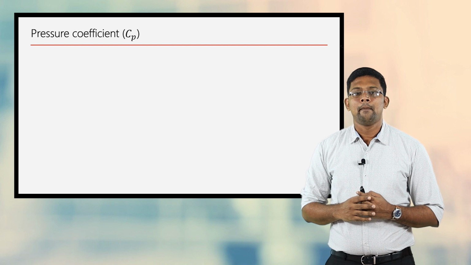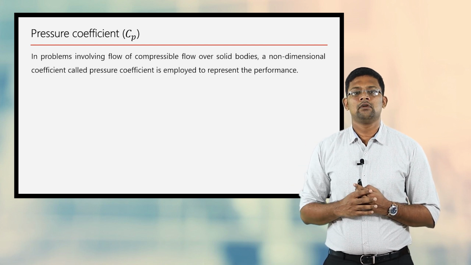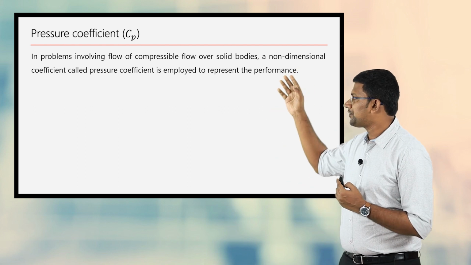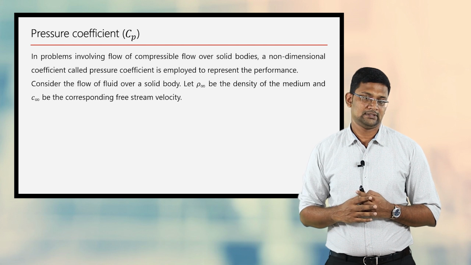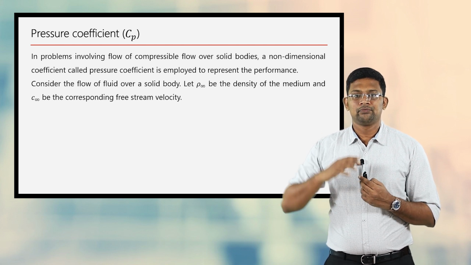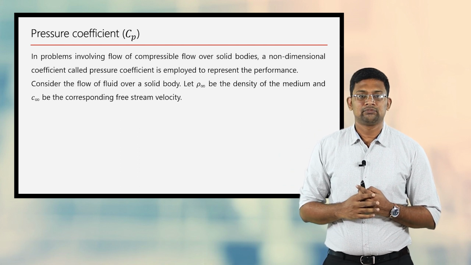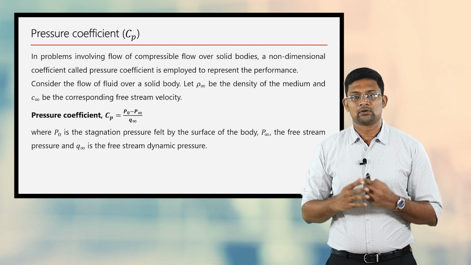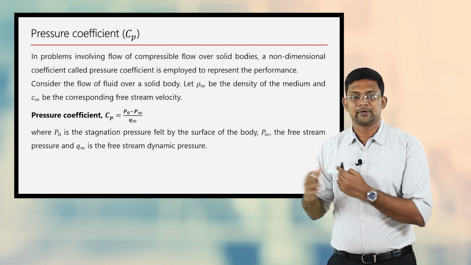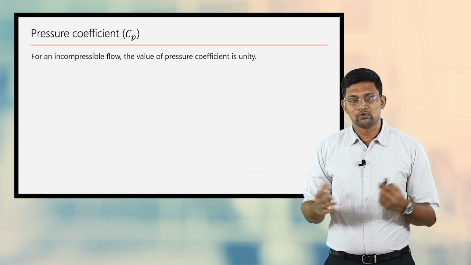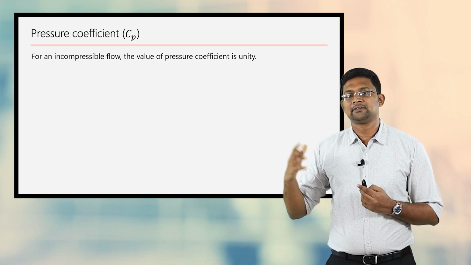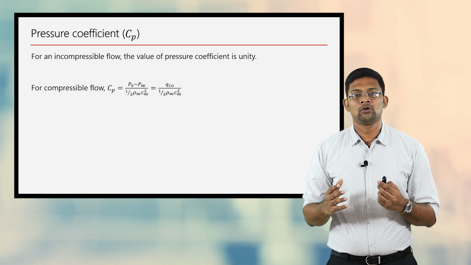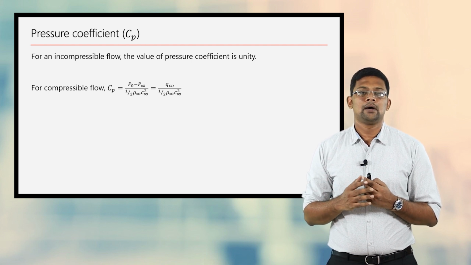Next, let us define the term pressure coefficient, or Cp. In problems involving the flow of compressible fluid over solid bodies like an aerofoil, a non-dimensional coefficient called pressure coefficient, or Cp, is employed to represent the performance. You have to consider a compressible fluid flowing over a solid body. Let rho infinity be the density of the medium and C infinity be the corresponding velocity. Then the pressure coefficient Cp is equal to P0, stagnation pressure, minus P infinity, the static pressure, divided by Q. For an incompressible flow, that value is of course unity, because we know the dynamic pressure Q is equal to P0 minus P. Now, coming to the case of a compressible flow, pressure coefficient Cp is equal to P0 minus P infinity divided by half rho infinity C infinity square.